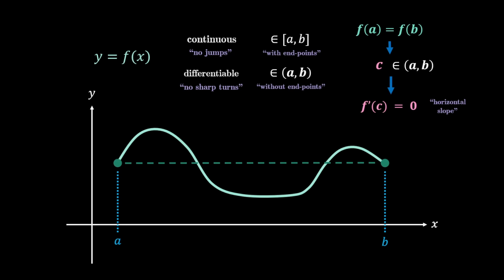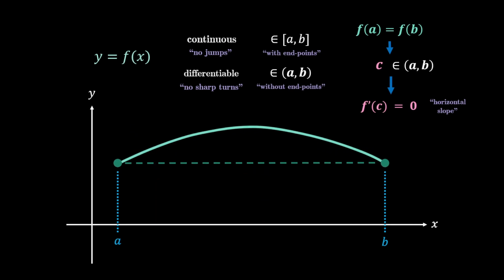Now, by this visual alone, we can already see multiple locations of C where there are horizontal slopes, but this is not sufficient. We have to explore extreme cases. So one extreme case, given these assumptions, is a single maximum. But in this extreme case, there is still a single point C where the horizontal slope occurs at the maxima.